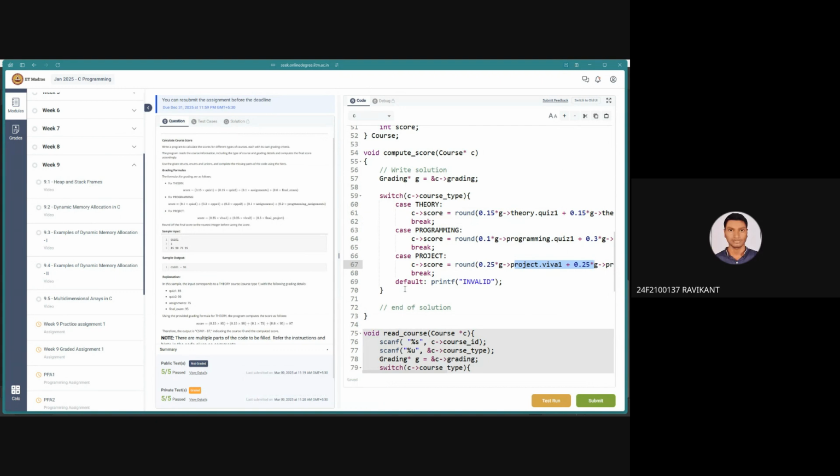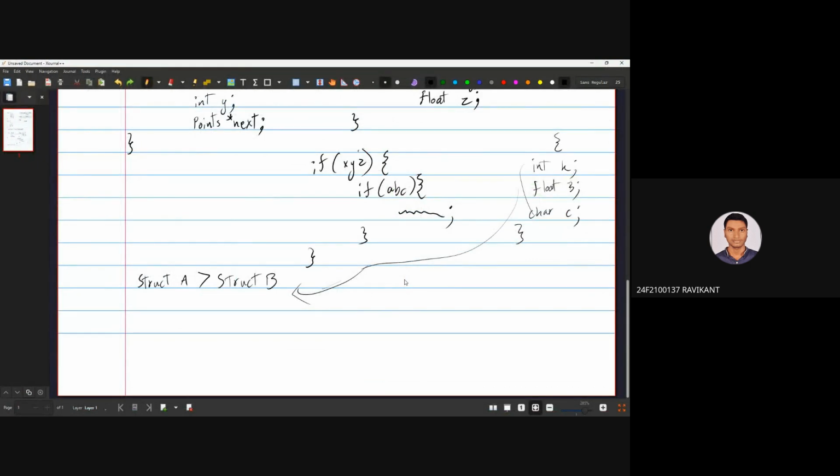Suppose I got 95.5. Let's say you have 90.7. If you typecast it to integer, then it will become 90. But if you use round, this will be 91. It is going to the closest integer. Okay? Yes. And this is what we want. This one, not this.